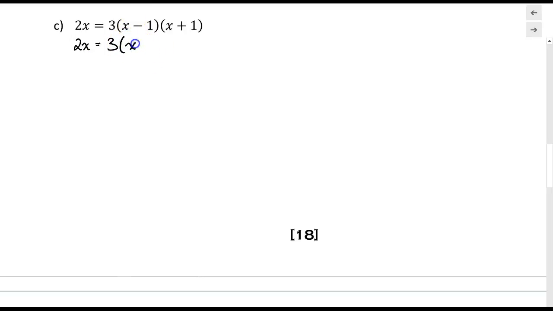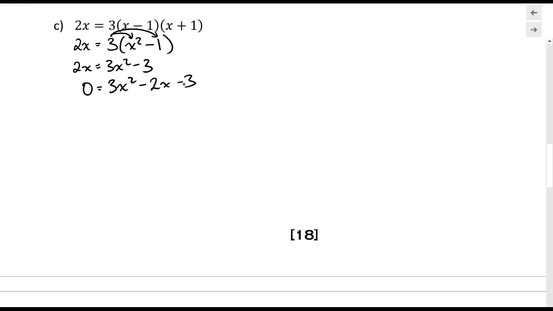So that's going to give me x squared. I notice it's a difference of squares because I'm subtracting and adding the same number. So this is going to be difference of squares, subtract 1. So that's 2x equals 3x squared minus 3. Remember to distribute that 3 to both terms inside your brackets. Now I can move that 2x over, and I'm left with 3x squared minus 2x minus 3.